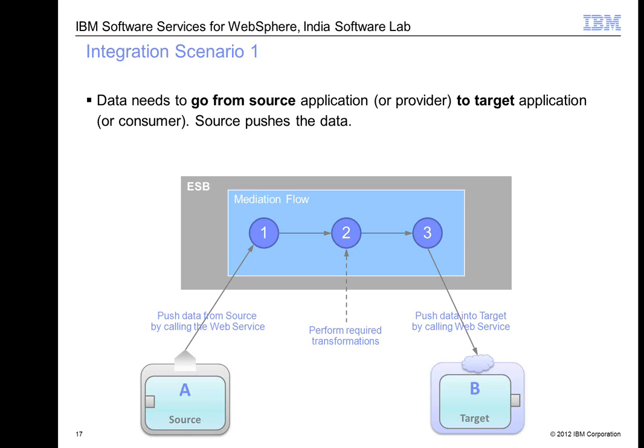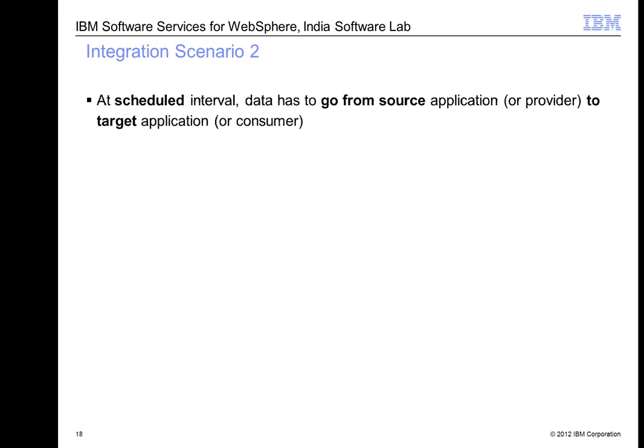The second scenario, in this case, we have a scheduled interval for integrating two applications. Once again, data has to go from A to B. Application A has the data, it has to go to B, but it has to go not when A pushes it. It has to go every morning at 9 o'clock.